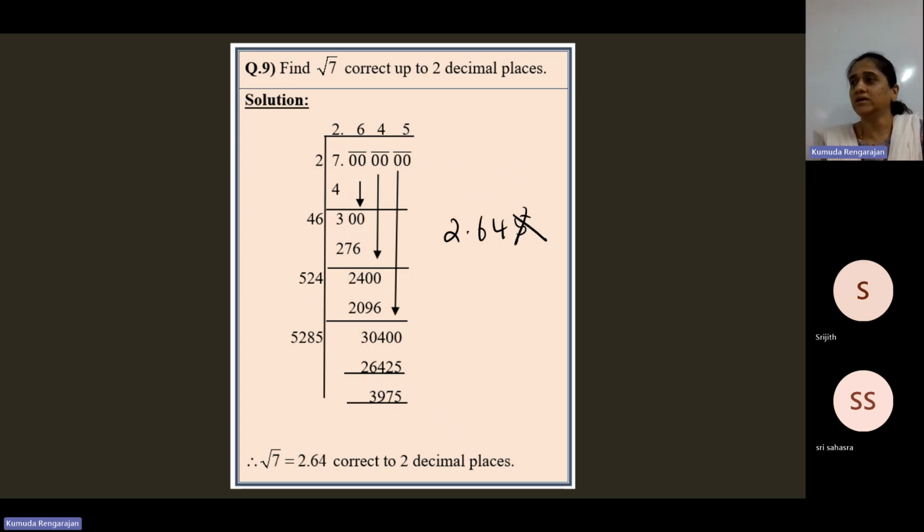So when should you add 1? If the last digit is more than 5. If the last digit is 5 or less than 5, simply remove it. That's how we round off. So it's 2.64, correct to 2 decimal places. If the last digit is more than 5, take it away and add 1 to the earlier digit. If it is 5 or less than 5, simply remove the last digit.